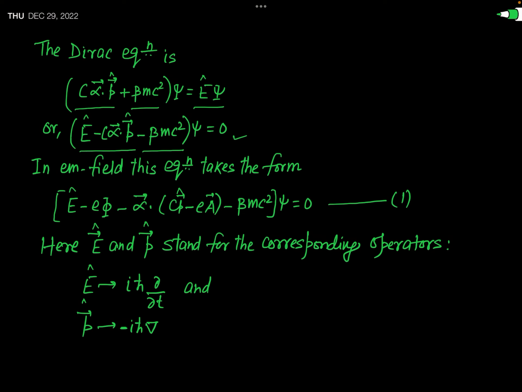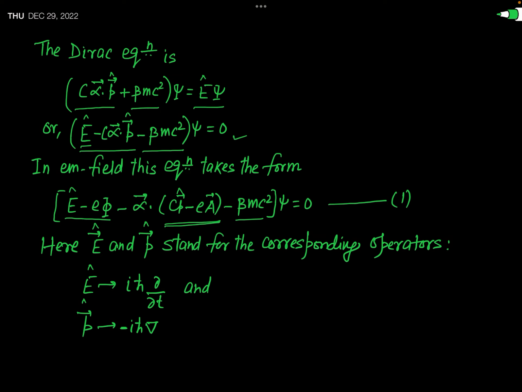Now, if the particle is placed in an electromagnetic field, you have seen that this energy operator will now become E minus Eφ, okay? And you have seen that Cp is replaced by Cp minus Ea. So this term C alpha dot P will be modified as alpha dot (Cp minus Ea), and beta mc square stays as it is. So this is the Dirac equation in an electromagnetic field.